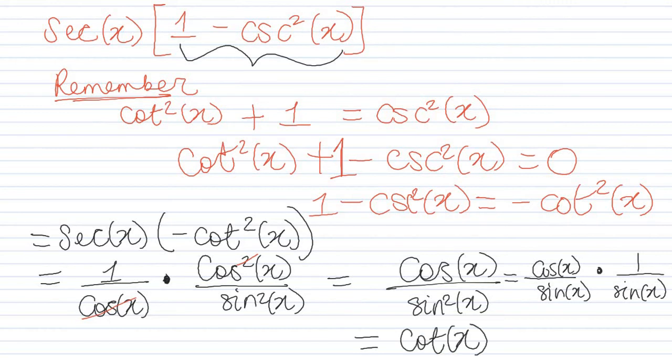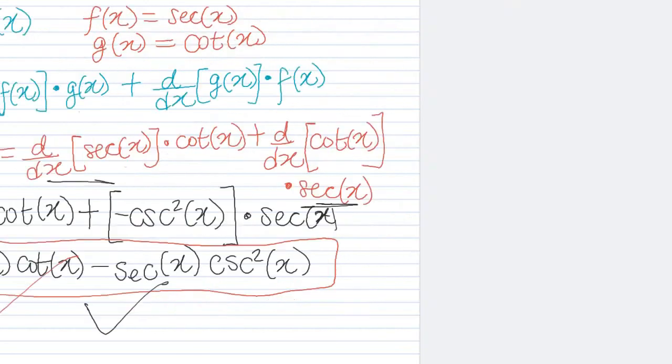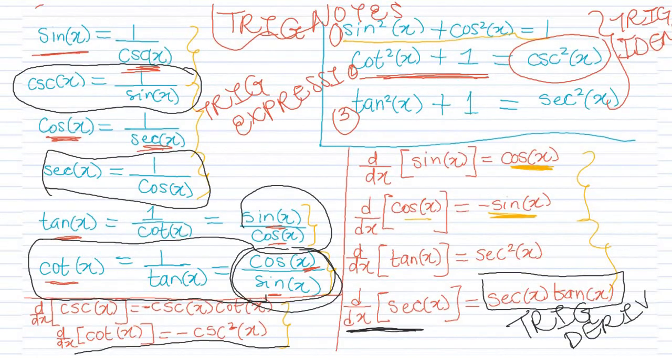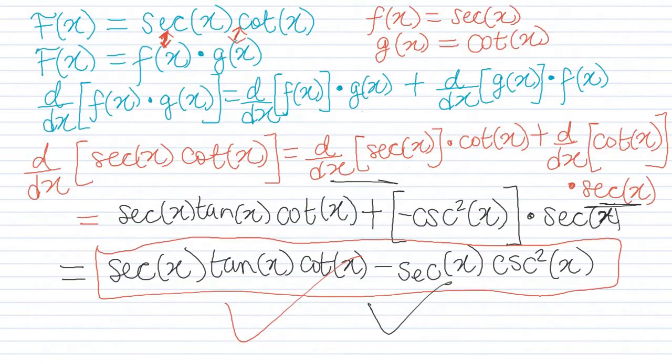Okay. What is 1 over sine x again? 1 over sine x is cosecant x. So we put that here.